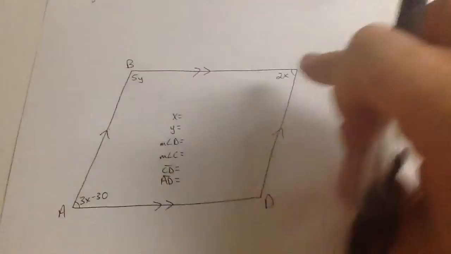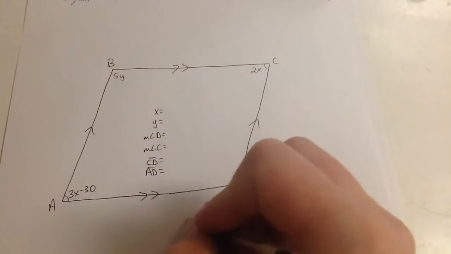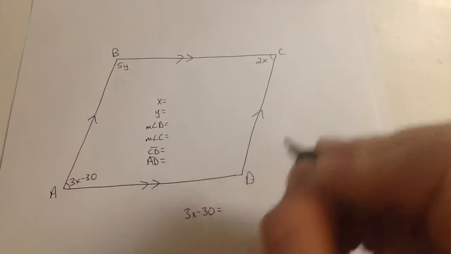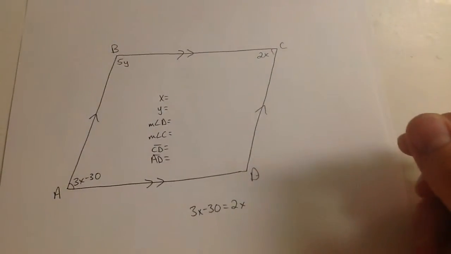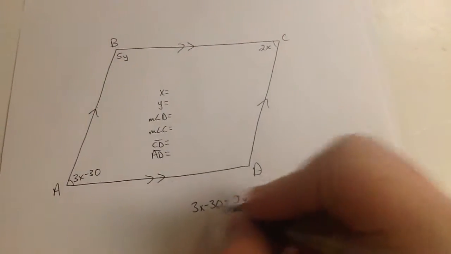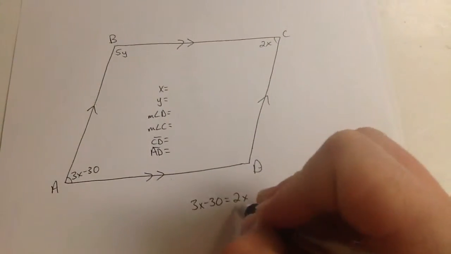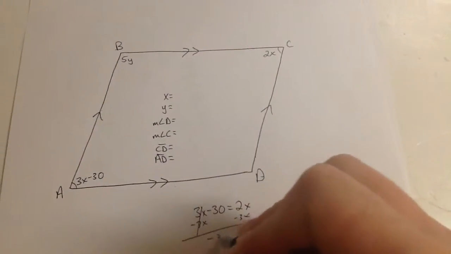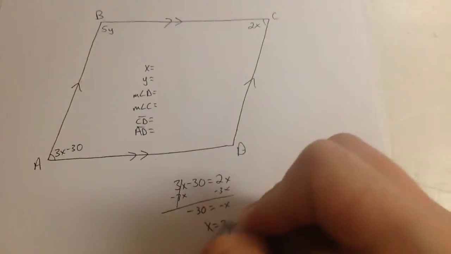If I know angle A and angle C are the same, well then I know that 3x minus 30 will equal 2x, and that's how I solve for x. So it's really pretty simple if you know all the definitions. So just solving for x here, I can go either way. I'll subtract 3x. So negative 30 equals negative x, divide by negative 1, boom, x is 30.